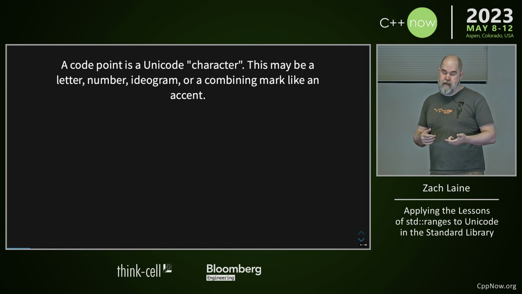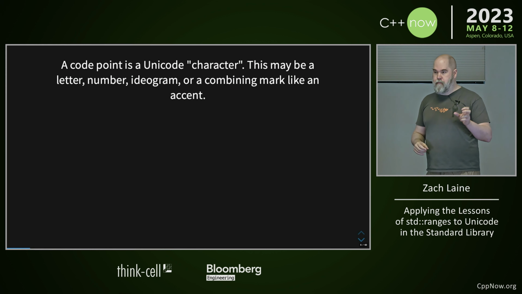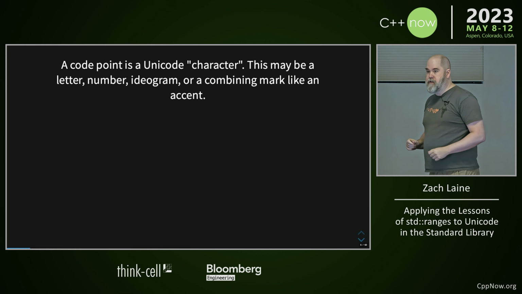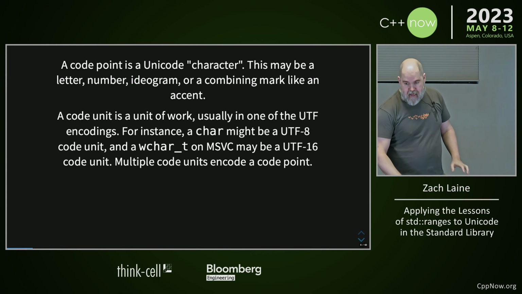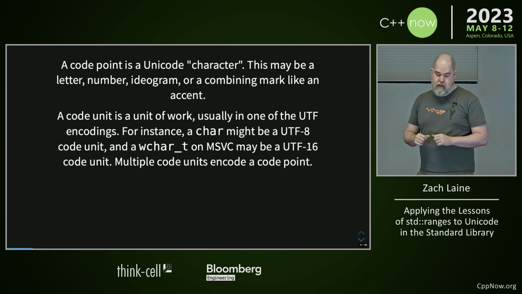Now, a code point can be something like the letter A. It can be like a Korean ideogram. It could be a combining accent mark that goes with the letter A or something like that, right? There's a bunch of different things that could be code points. So it's not a super simple story once you start looking at the code points.